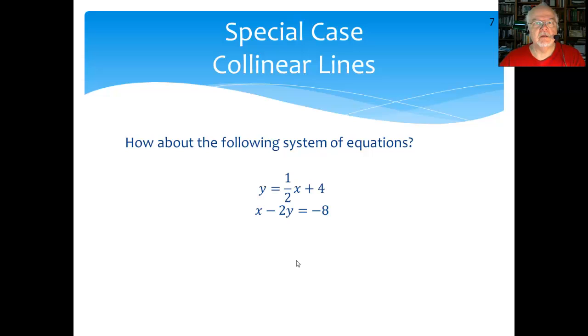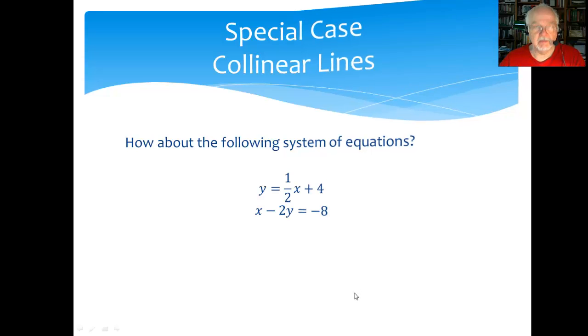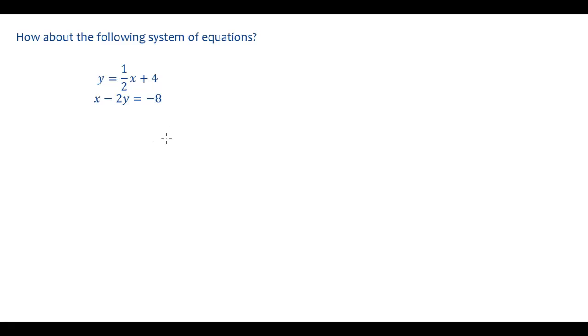Well, how about the case for collinear lines? And here we'll use this as an example. This system of equations, it turns out, is going to produce collinear lines. What does that mean? So how about this system of equations?